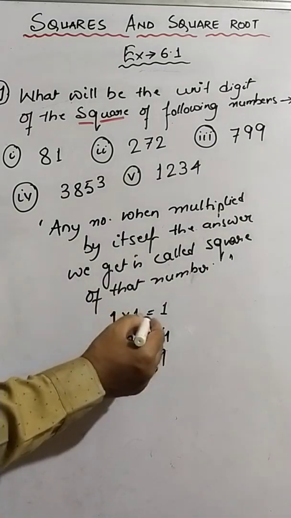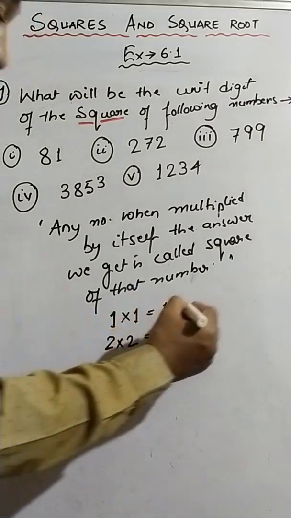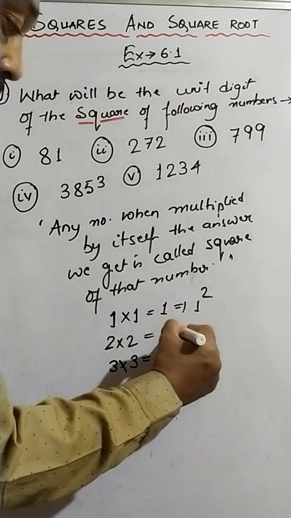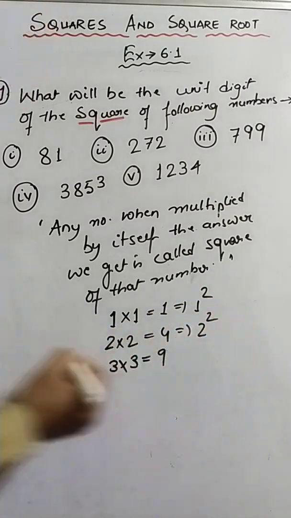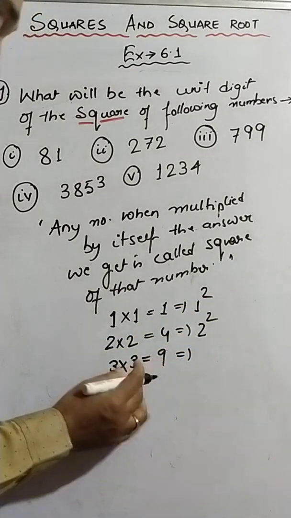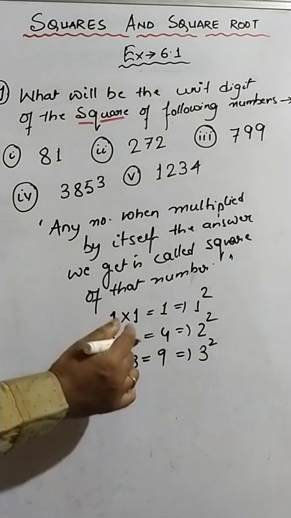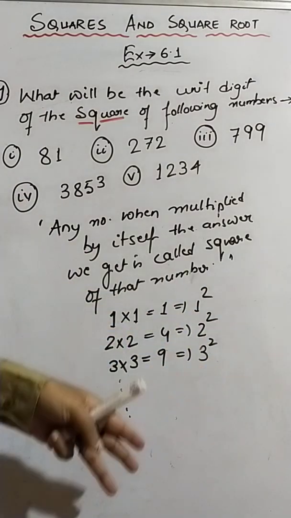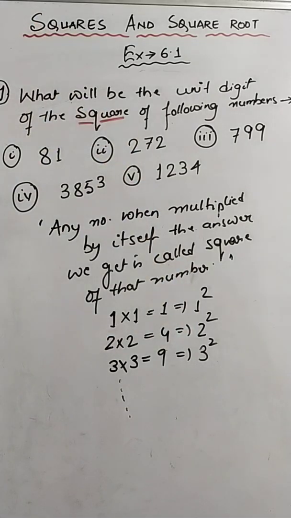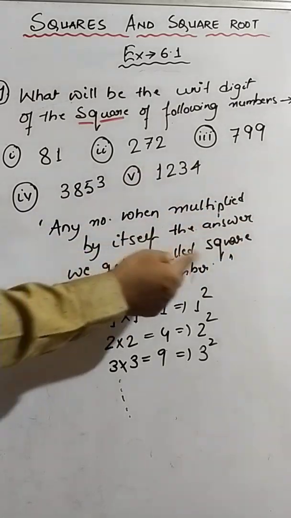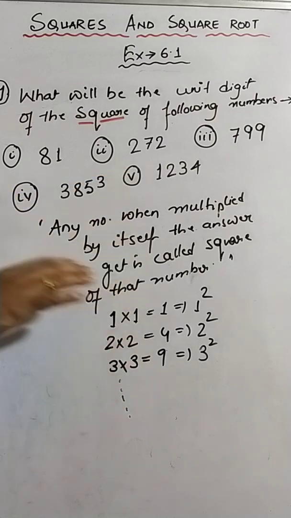Fine. So how to write this, students? There is another way of writing. 1 means 1 square. 2 into 2 is 2 to the power 2, or you can say 2 square. Now 3 square, and so on. 4 square, 5 square, 6 square, 7 square, any number square. So square means any number when multiplied by itself, and the answer we get is called the square of that number. You will write this definition first.